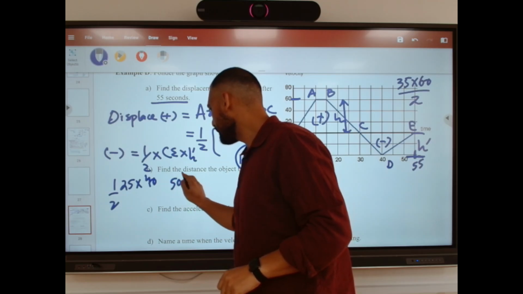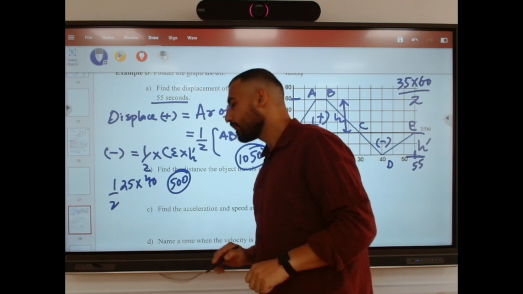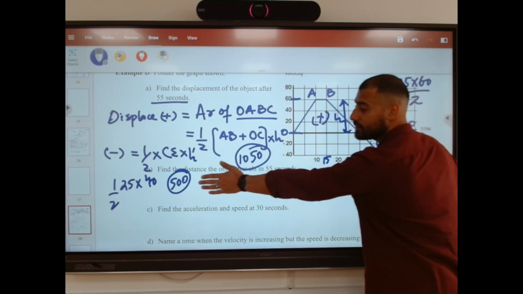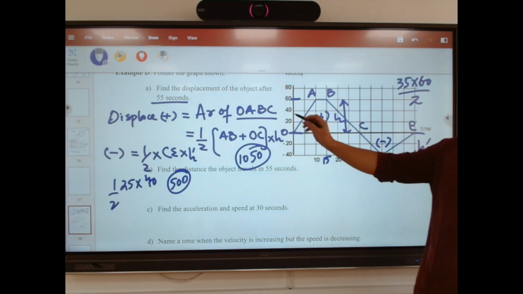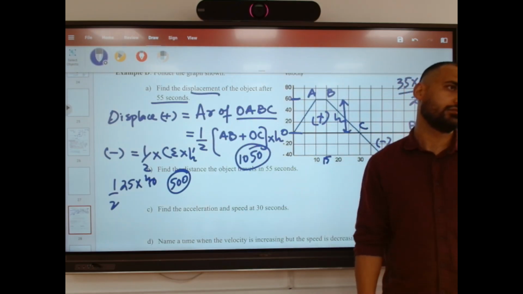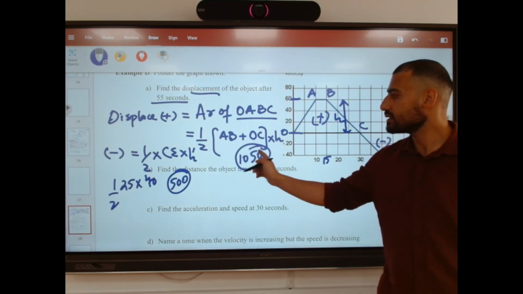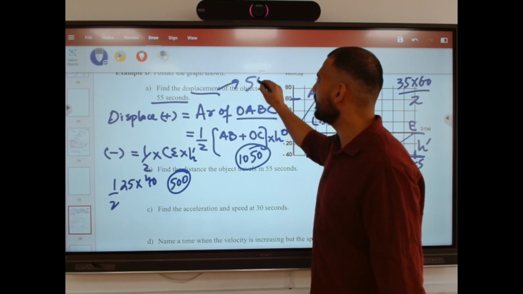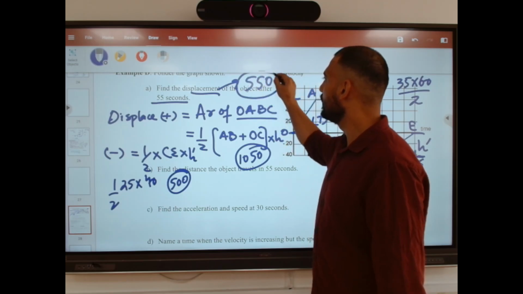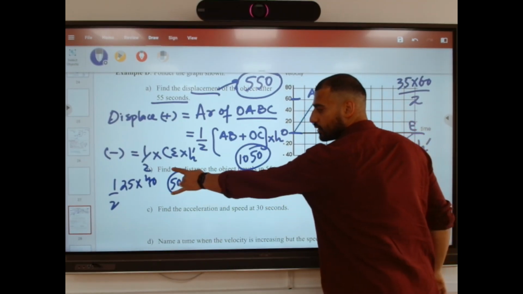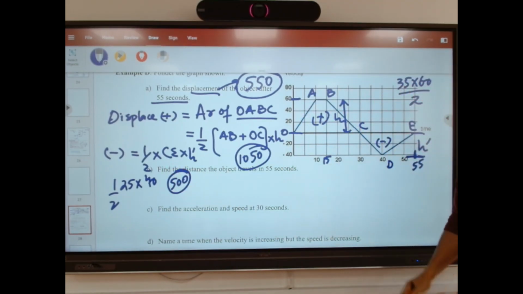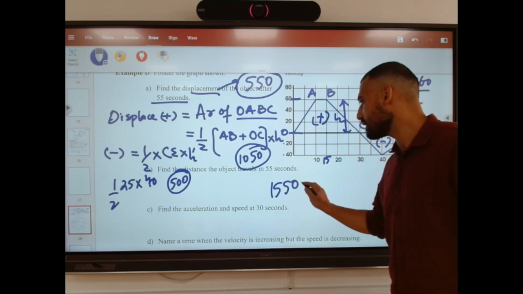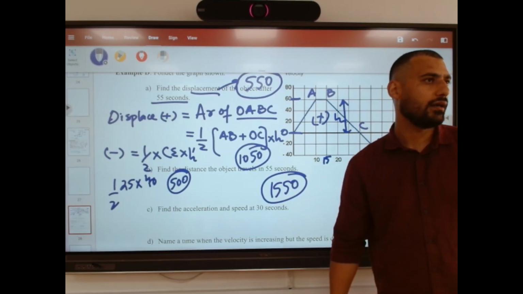Now see, very important thing. How much positive? 1050. How much negative? If he asks you displacement, subtract the two. So the answer is 550. So for displacement, the answer is only 550. Is that clear? But when he is asking you, find the distance, you have to add that. The answer will be 1550. Is that fine? Clear?